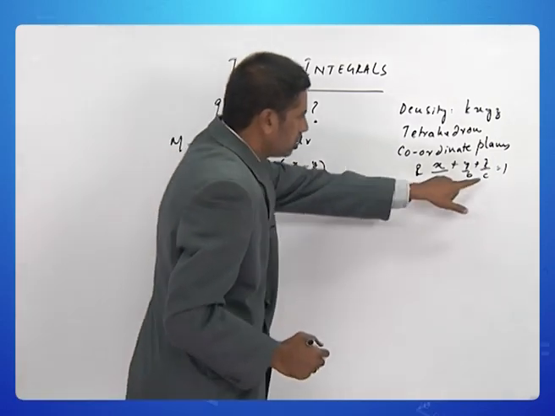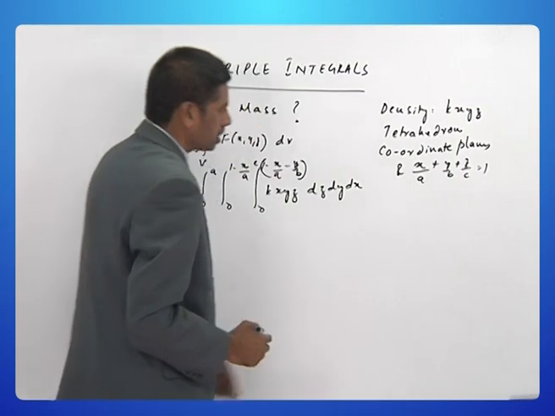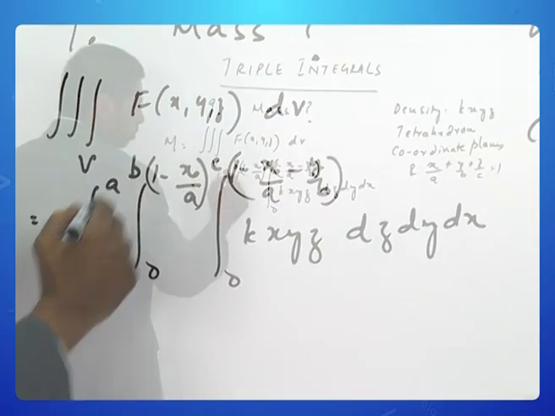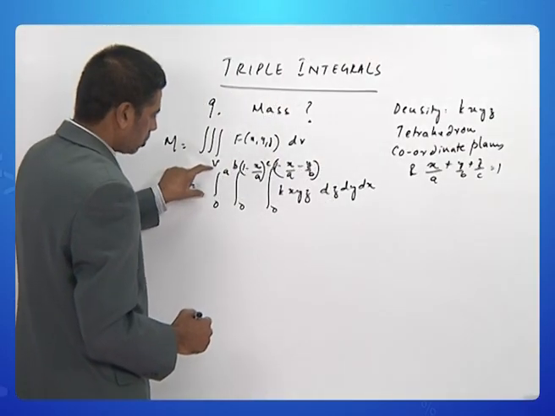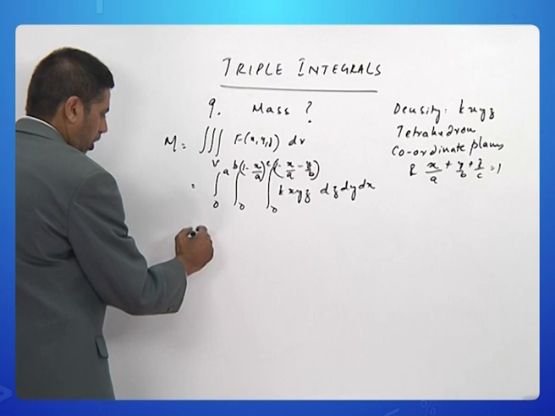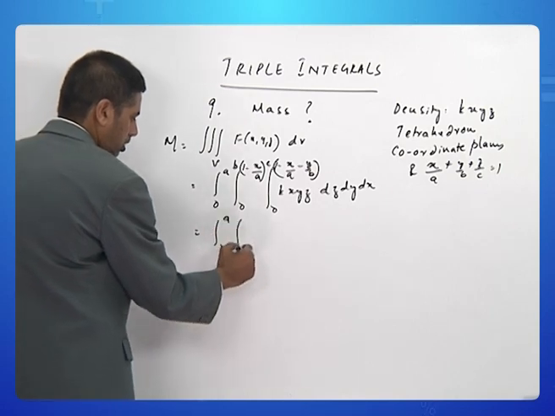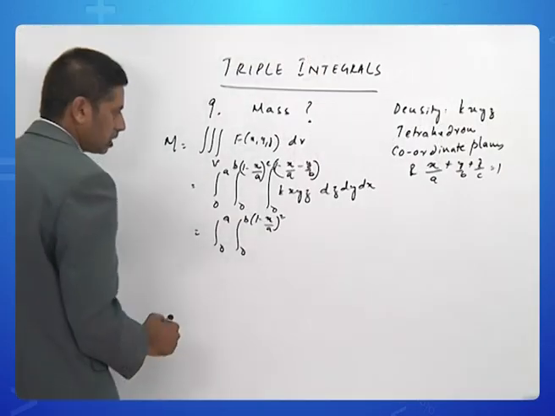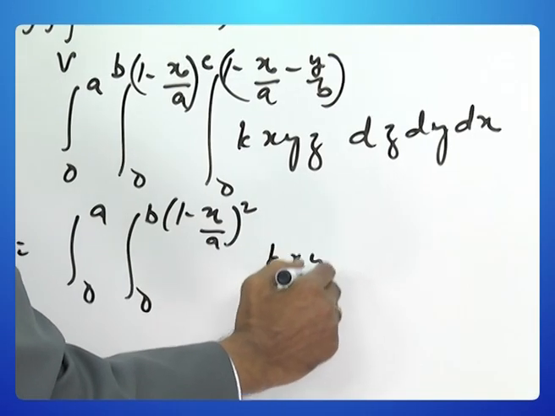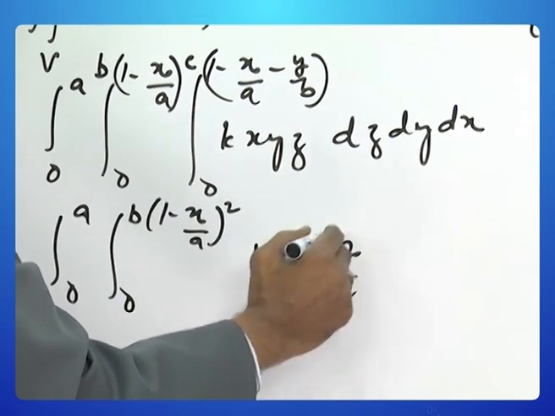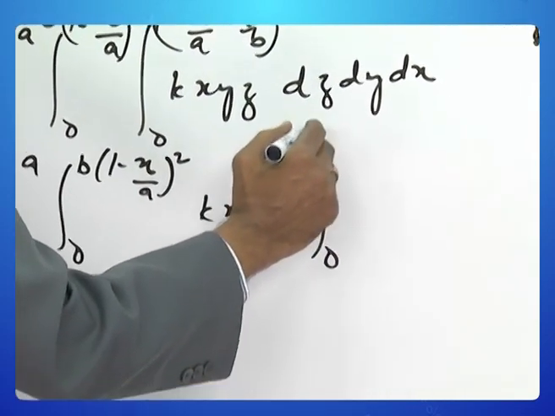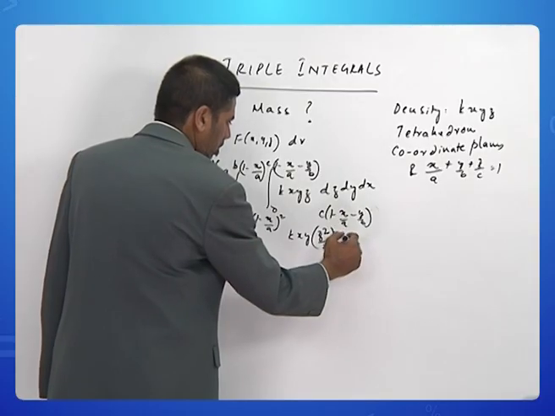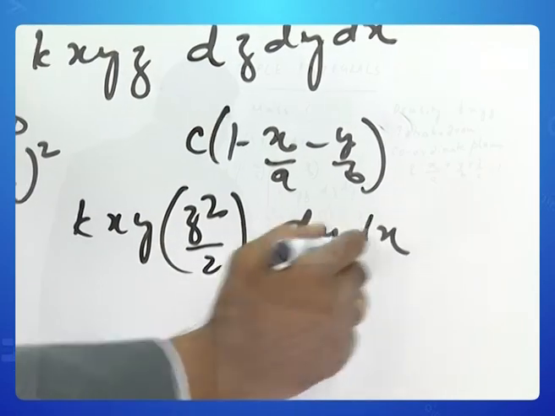Z limits will be 0 to c into 1 minus x by a minus y by b. Y limits will be 0 to b into 1 minus x by a, and finally x is equal to 0 to a. So I will show you the initialization: k x y z squared from 0 to c into 1 minus x by a minus y by b dy dx.